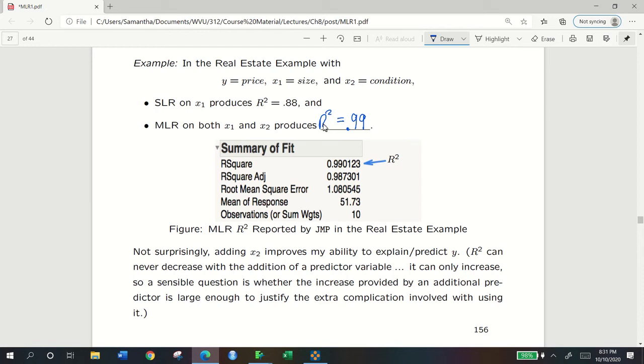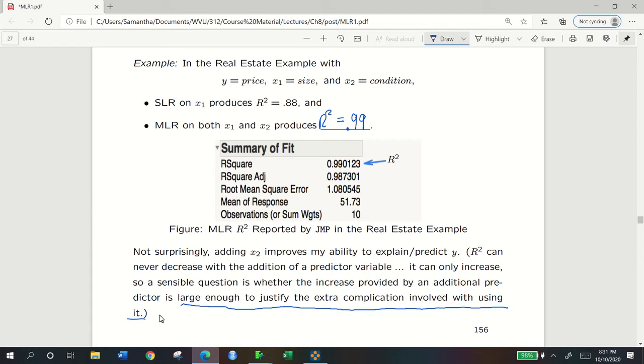So you've noticed that obviously there was an increase in R squared from the SLR model to the MLR model. This is not surprising. Anytime we add a predictor variable, we are always going to see an increase in R squared. So what we really want to pay more attention to is whether or not that increase was large enough to justify the extra complication involved in using an additional predictor.